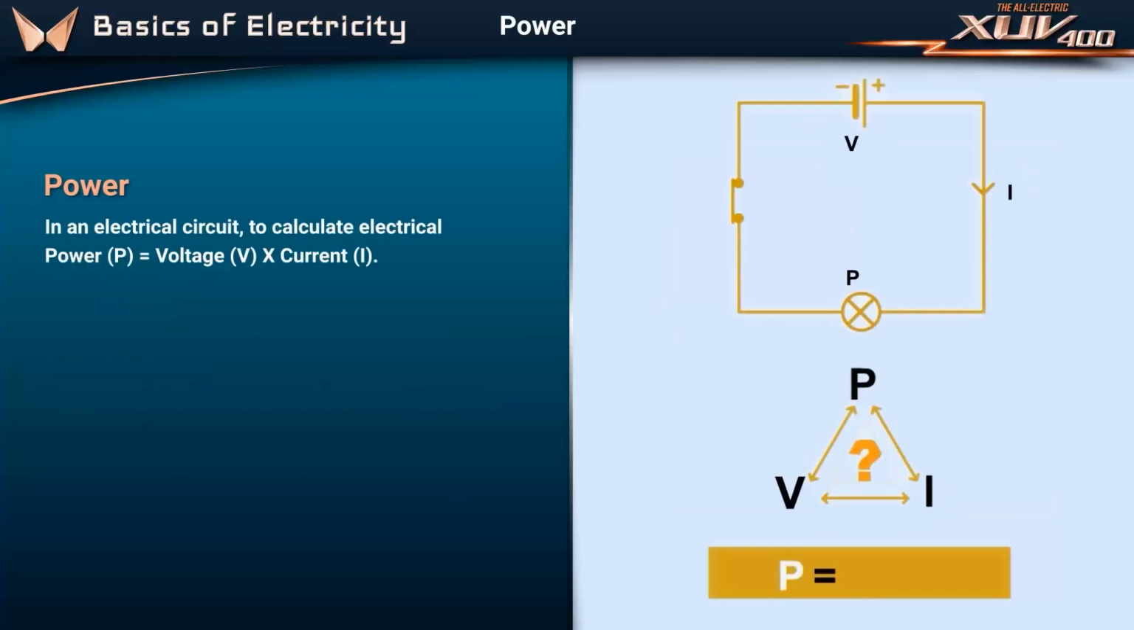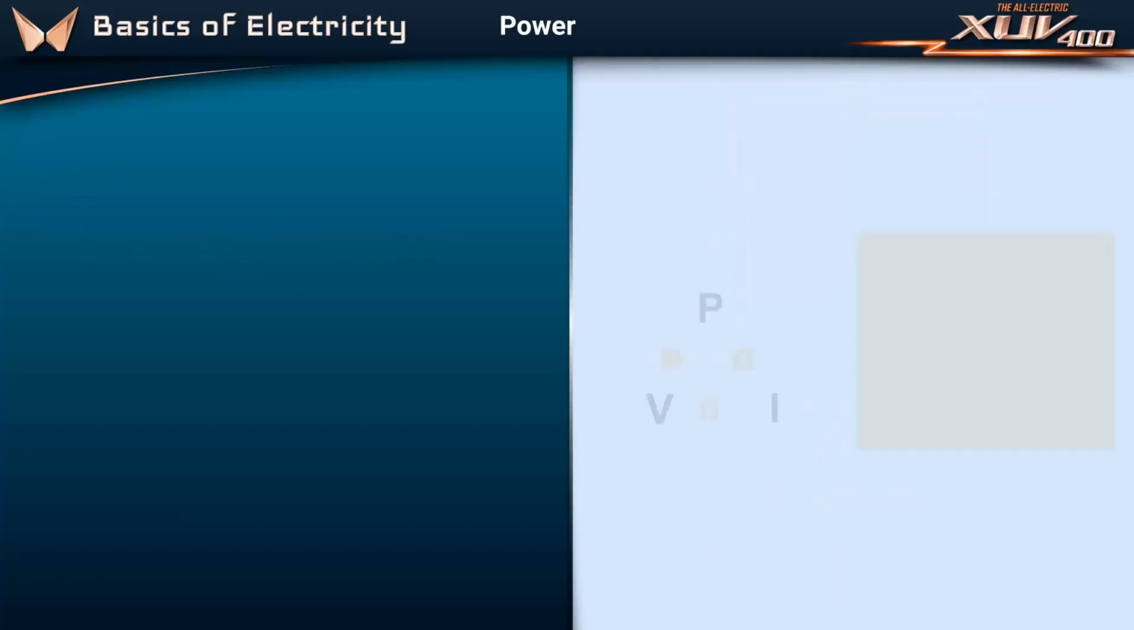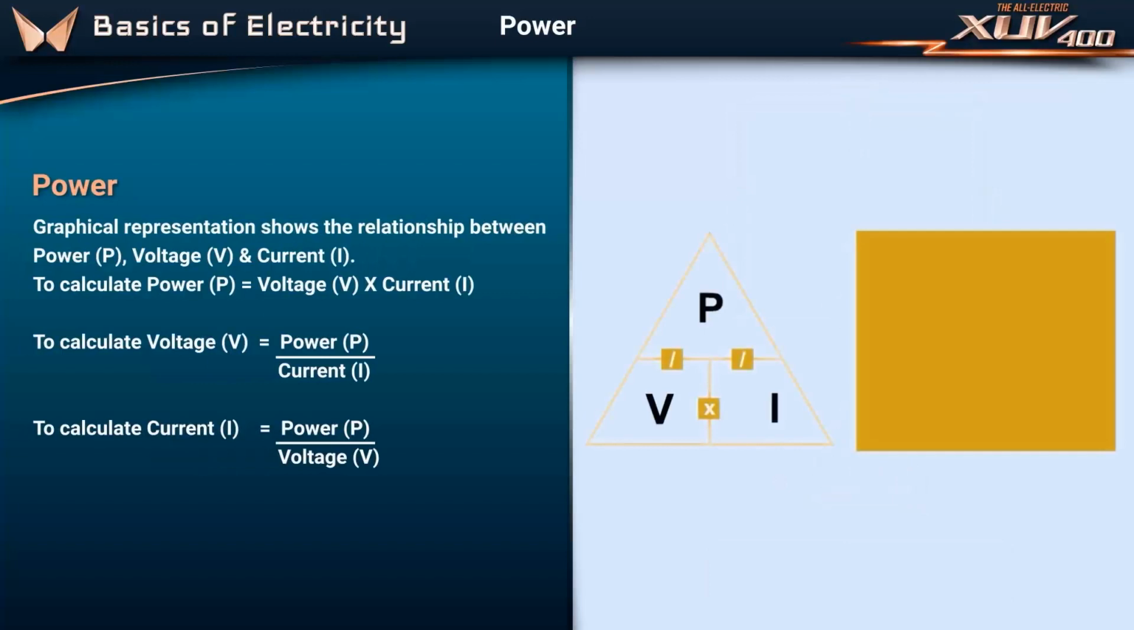In an electrical circuit, electrical power is equal to voltage multiplied by current. The graphical representation shows the relationship between power, voltage and current. Knowing two of the three values, to calculate the power P, the voltage V is multiplied by the current I. To calculate the voltage V, the power P is divided by the current I. To calculate the current I, the power P is divided by the voltage V.